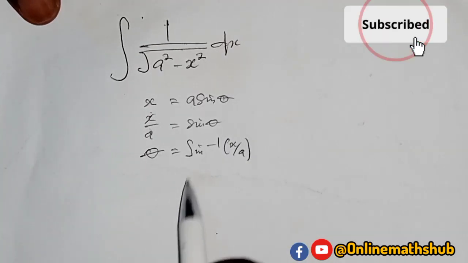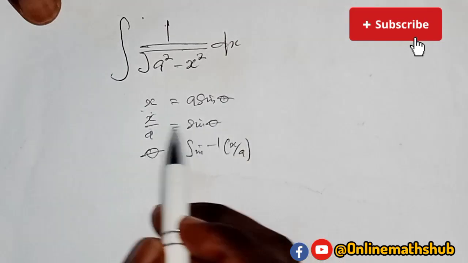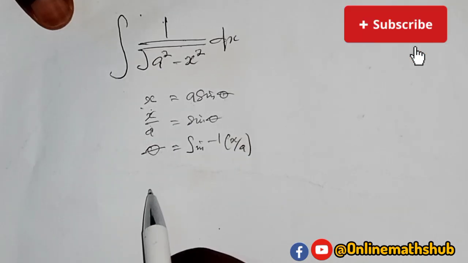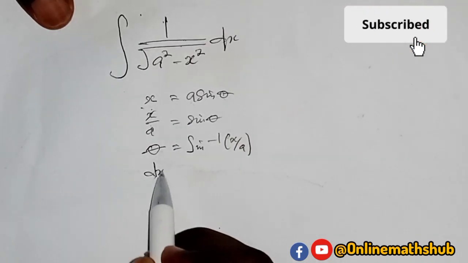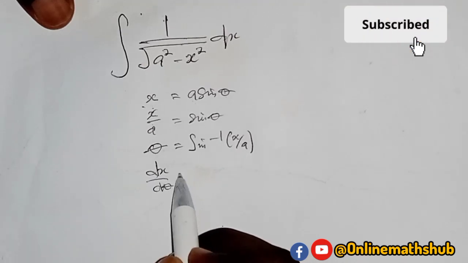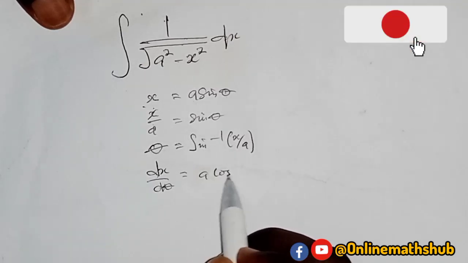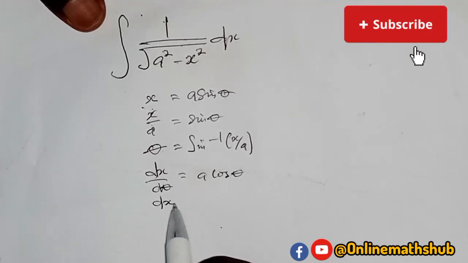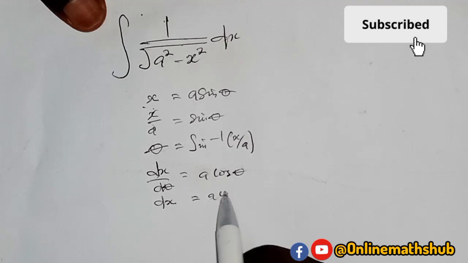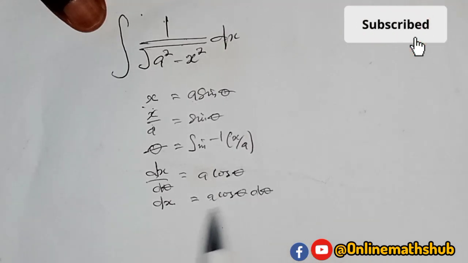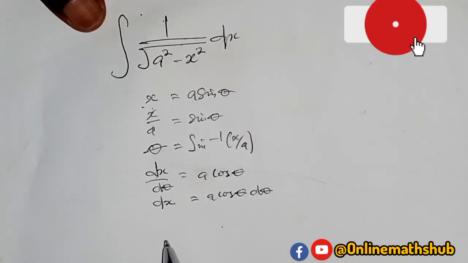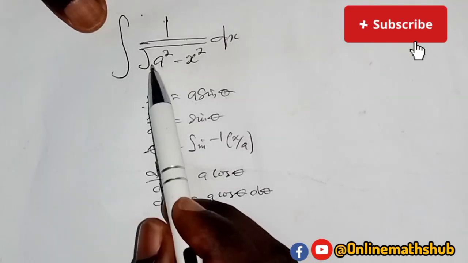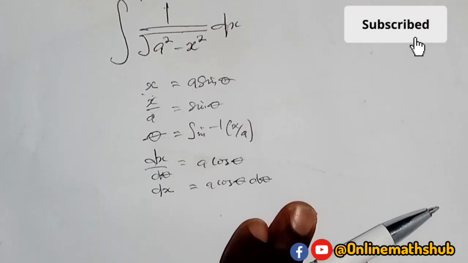Now that you've gotten this, you can also differentiate your x so that you get your dx. If you do that, the derivative of sine theta is going to give you cos theta, and so your dx is equal to a cos theta d theta. Once you've gotten all of these parameters, the next thing to do is to go back to this integral and begin to substitute.